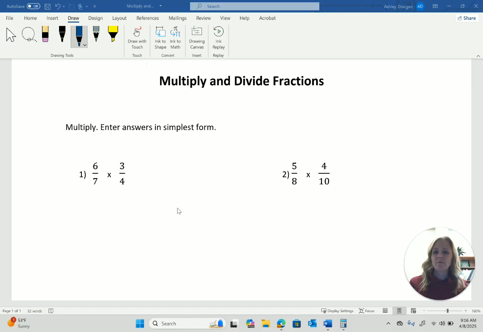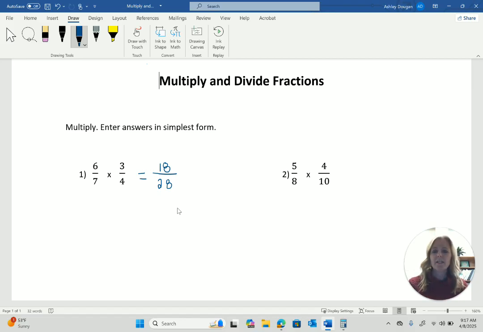We'll say 6 times 3. When we multiply the top numbers together, that gives us 18. To multiply the denominators, 7 times 4, that gives us 28. The multiplication is just straight across. I have several videos where we break down how to simplify fractions, so if you want to go back and reference that, we're at the simplifying fractions step.